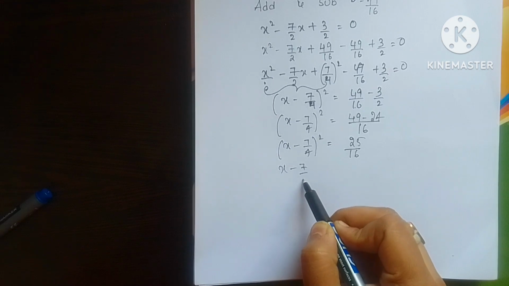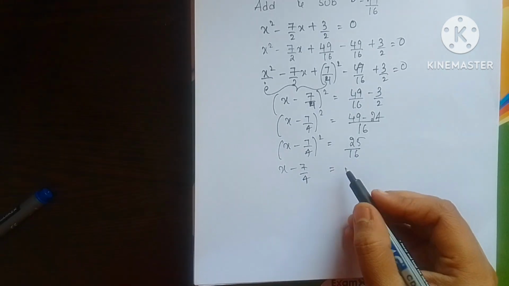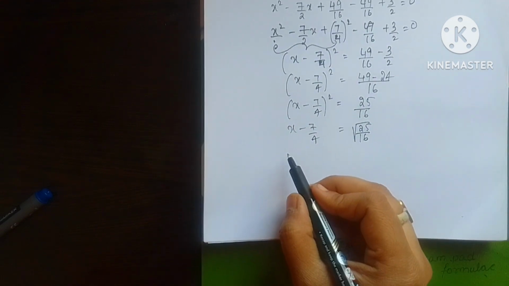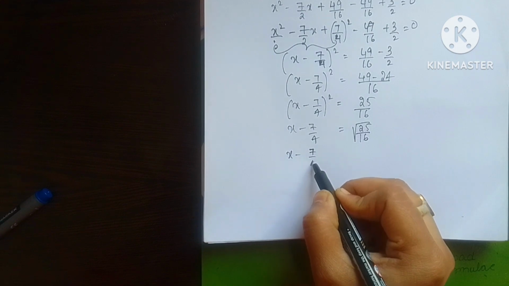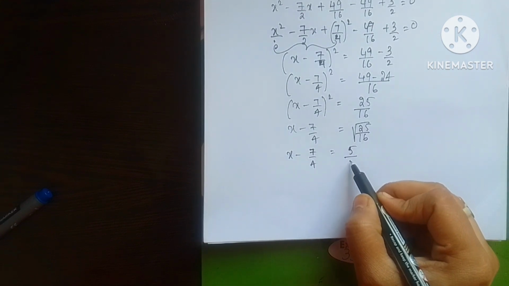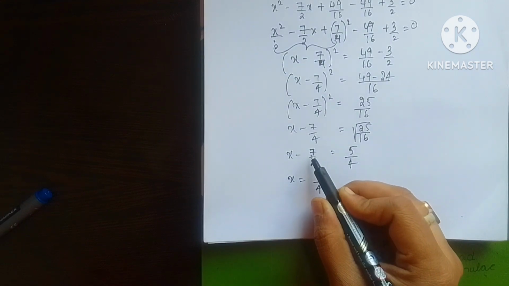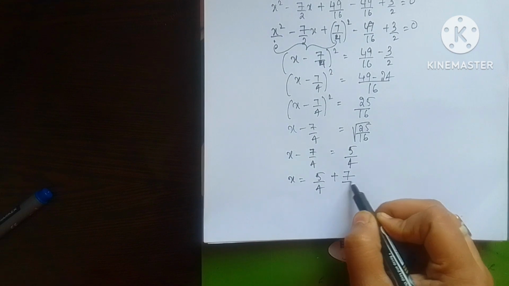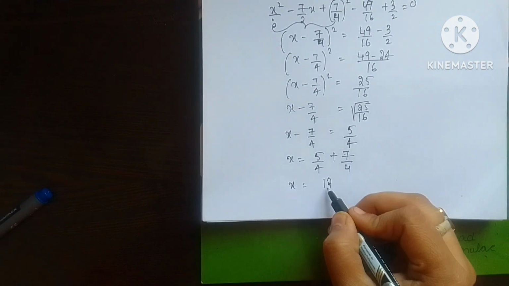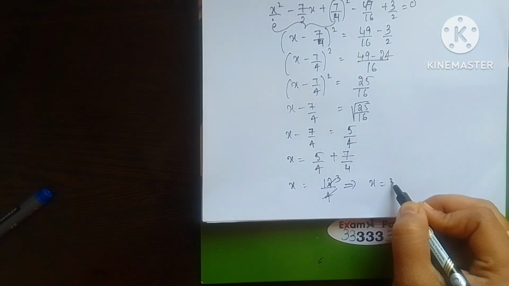x minus 7 by 4. This square will go to that side, means it will become square root. So square root of 25 by 16. x minus 7 by 4, square root of 25 is 5, square root of 16 is 4. So x minus 7 by 4 is equals to 5 by 4. Minus 7 by 4 comes to this side, means it will become plus 7 by 4. x is equals to 7 plus 5 is 12 by 4. That goes to, 4 ones are 4, 4 threes are 12. So x is equals to 3.